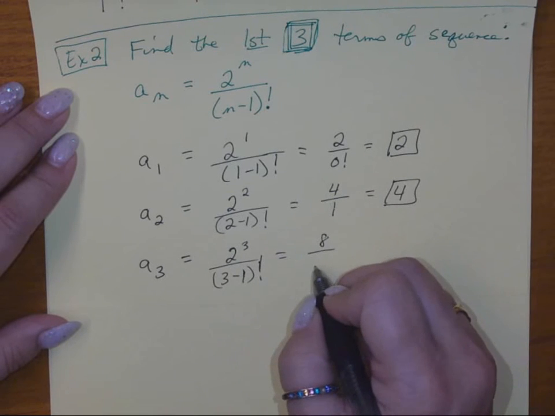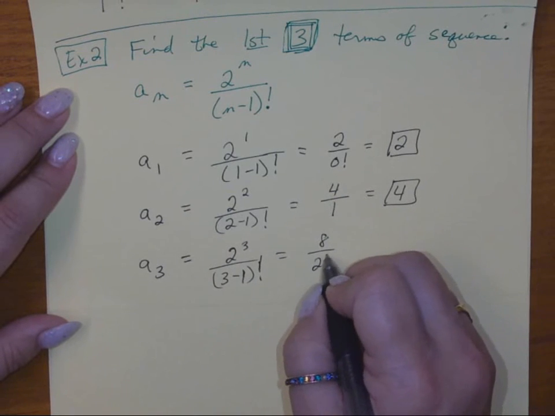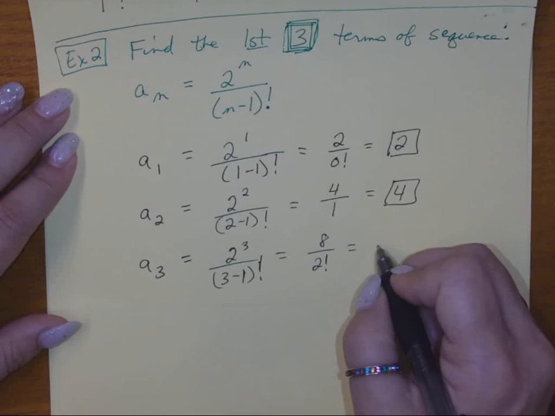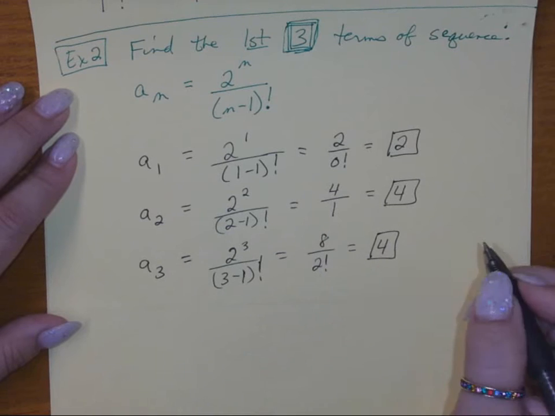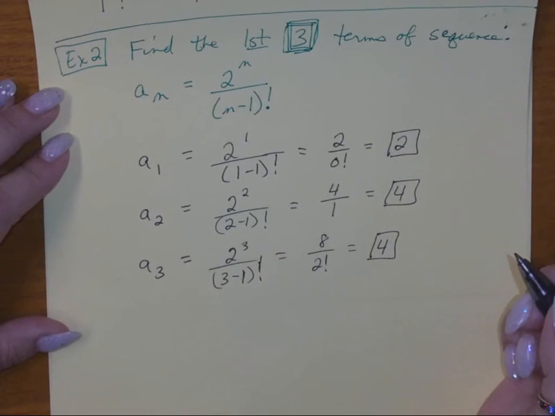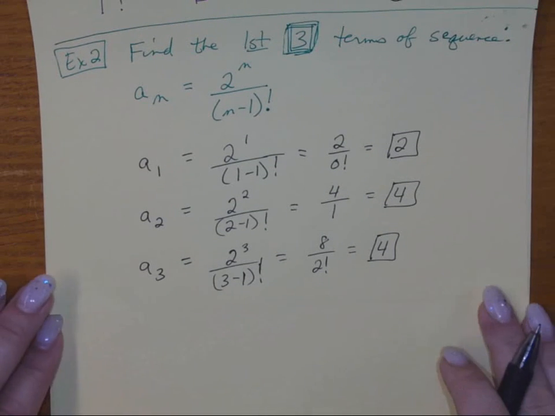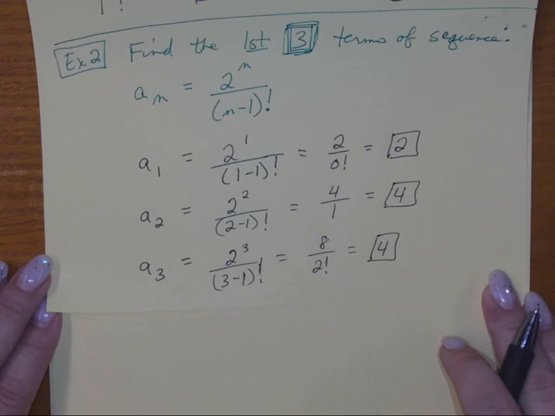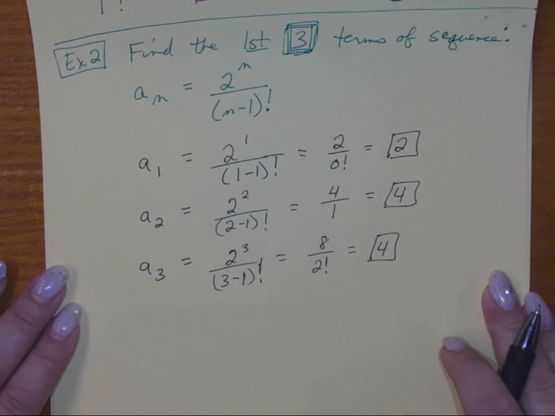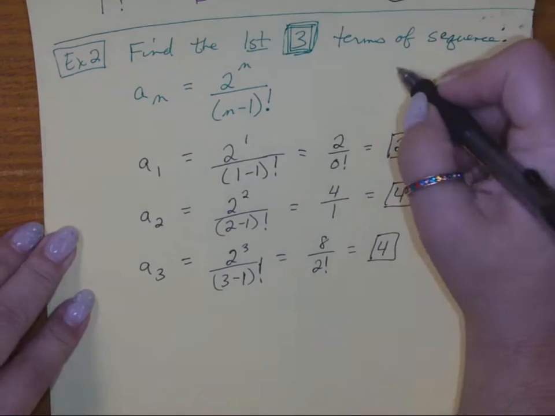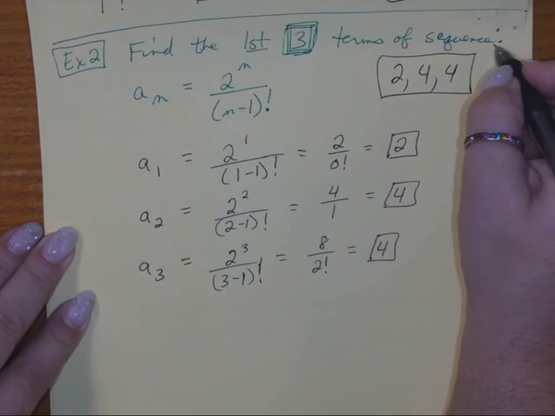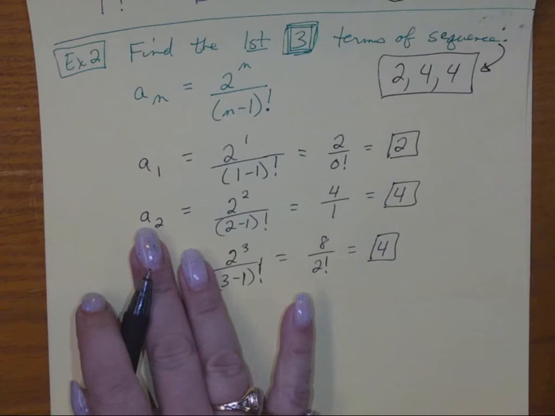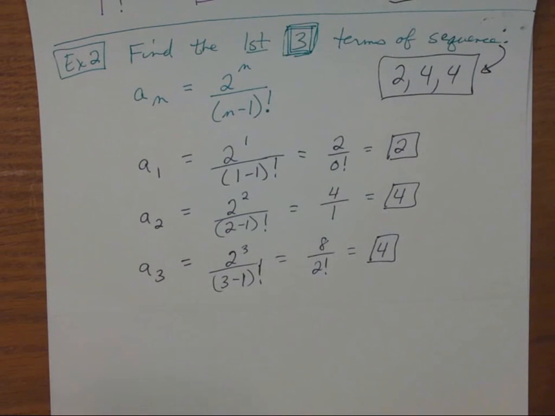That's 8 over 2 factorial. But hey, we know 2 factorial is just a 2, and then 8 divided by 2 is just a 4. So there we go. All right. So if I want the first 3 terms of that sequence, they are 2, 4, 4. There's my first 3 terms of the sequence. Is everybody all right? I hope so.